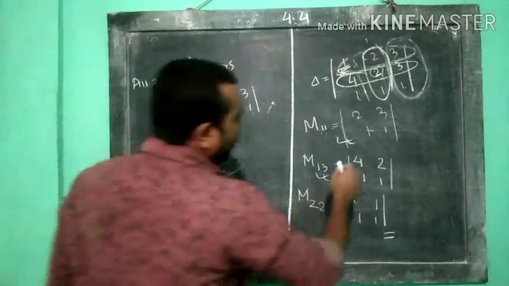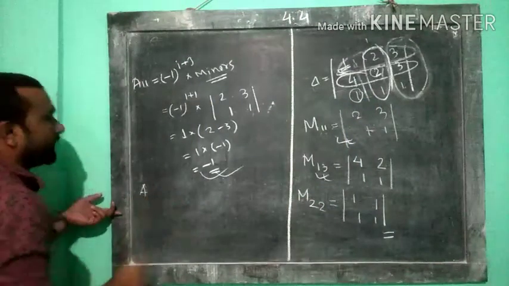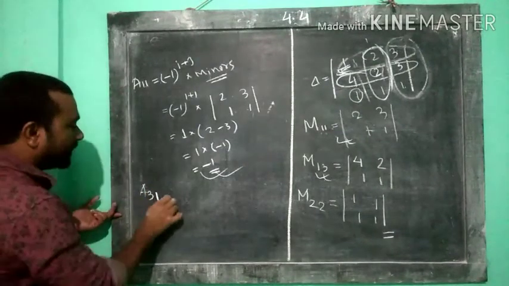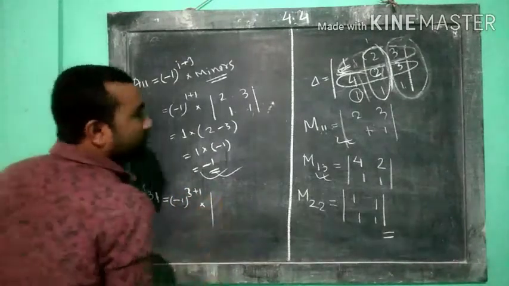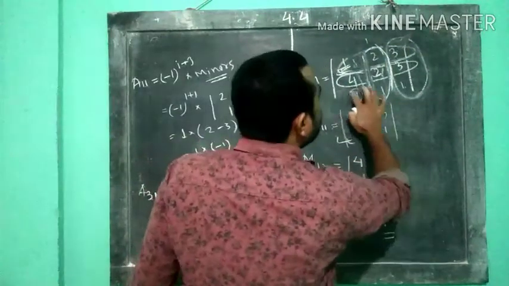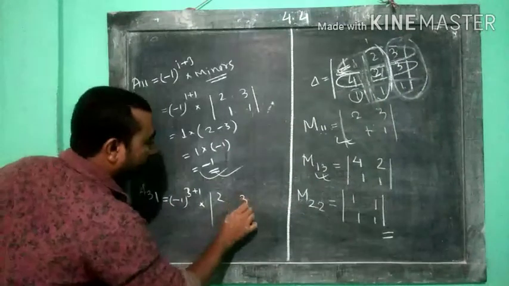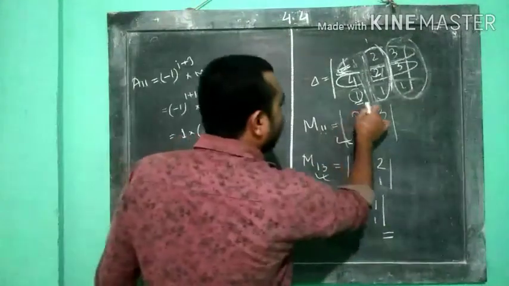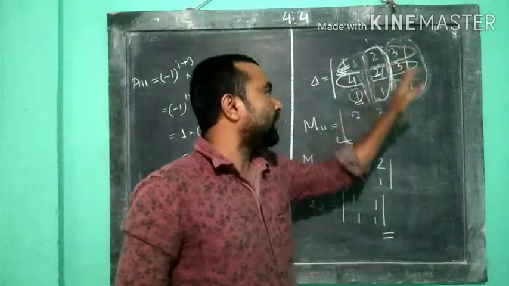Similarly, what is the cofactor of this element? Suppose this one, denoted by A. It lies in the third column and first row, so minus 1 to the power 3 plus 1 into the minor. The minor is found by cancelling the row and column, the third row and first column, which leaves 2 3 2 3. This is the cofactor of this element. Similarly we get the cofactors of 2, 3 and so on.